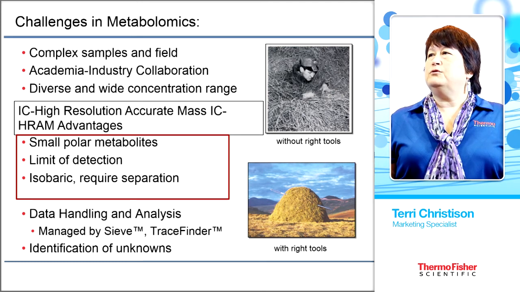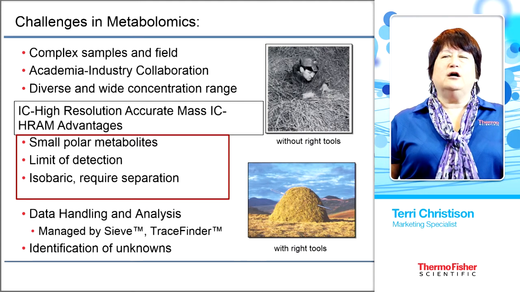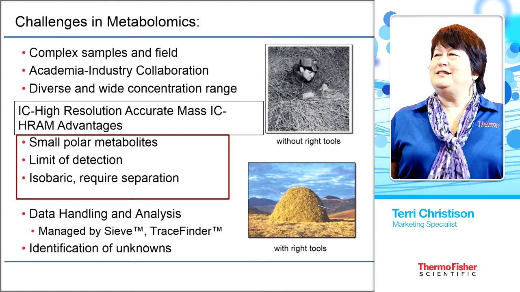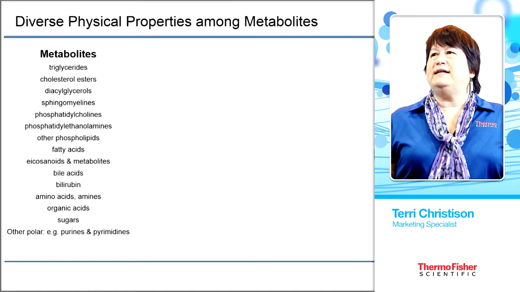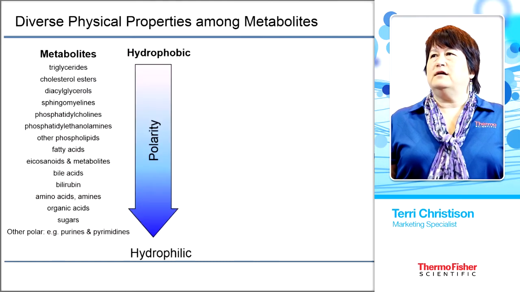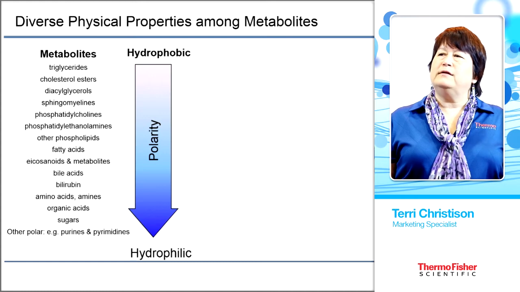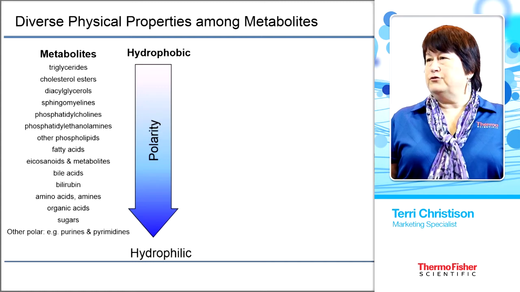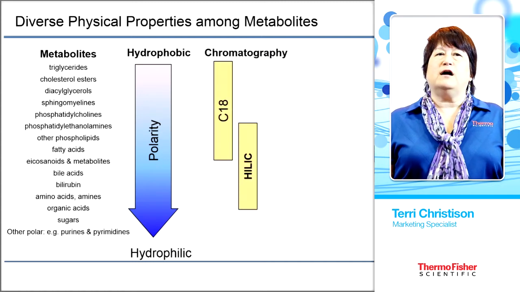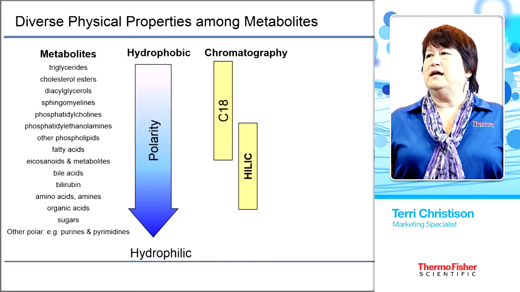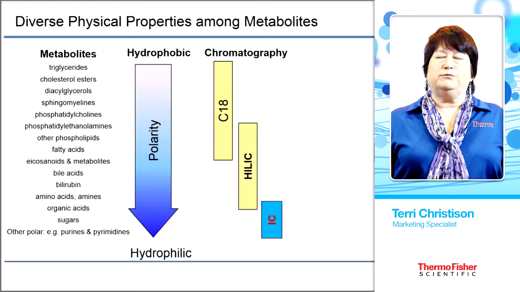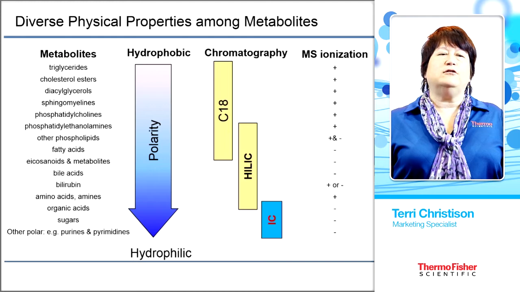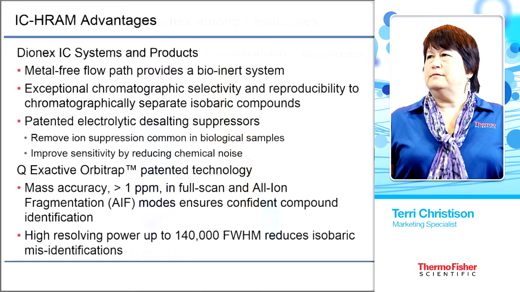But without tools, metabolomics has often been described as looking for a needle in a very large haystack. With the right tools, it's a very large, different colored needle in the haystack. Metabolites have very diverse physical properties, from triglycerides to very polar compounds like organic acids and sugars, and nucleotides, from hydrophobic, of course, to hydrophilic. And it requires different chromatography separation methods, reverse phase and HILIC, and of course, ion chromatography, which we're going to talk about here today. The mass spec ionization can handle both positive and negative analysis.